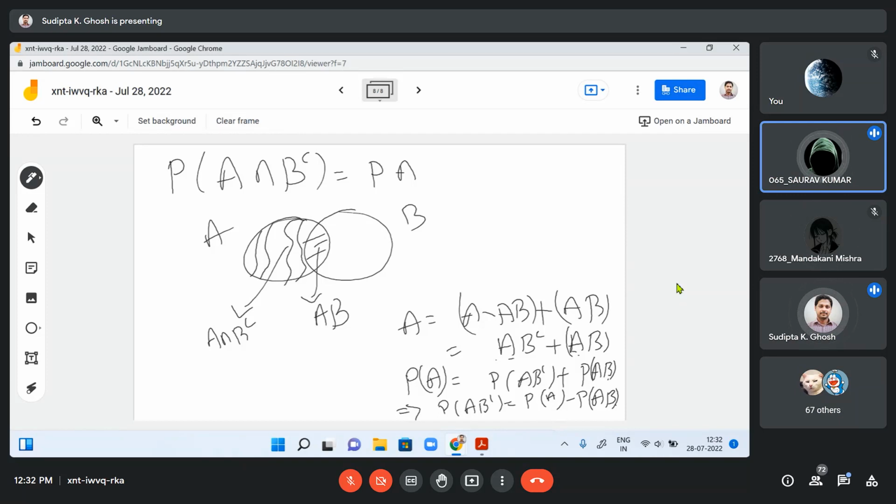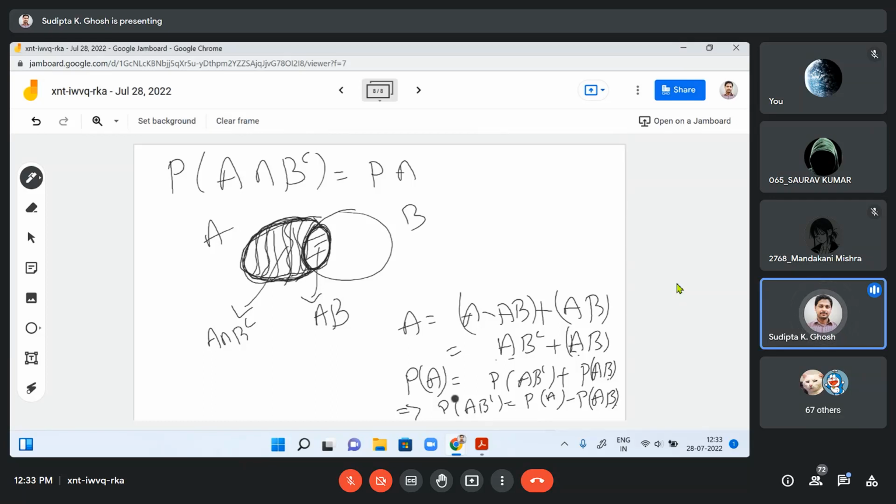Okay, let me repeat these lines. See, this is your total, A. What about this part? That is A intersection B. And what about this hazy part? That is A minus AB, correct? Not only A, that is A minus AB. This part is A minus AB, exactly.